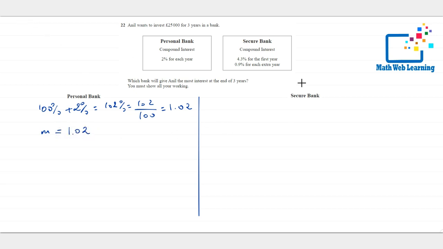Let's do the same thing for the secured bank. In year 1 in the secured bank, the interest is 4.3, so the multiplier is going to be, if we do it a bit quicker, 1.043 using this method.